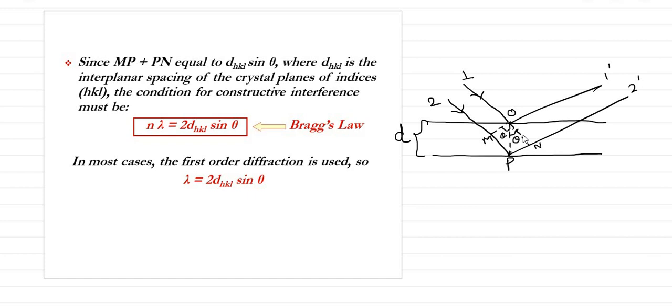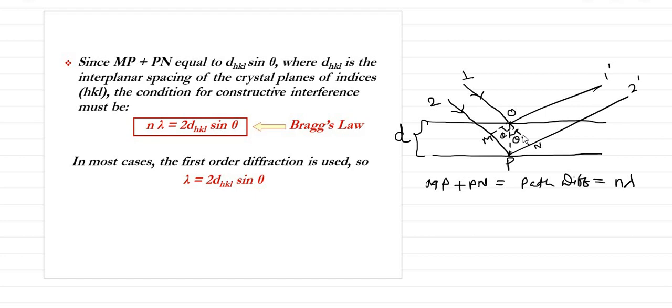Now what is our target? We want to find the path difference, that is MP plus PN. This is what we got up to this. It is the path difference, and that path difference must be equal to an integral multiple of lambda. Then and only then we have constructive interference, we know.